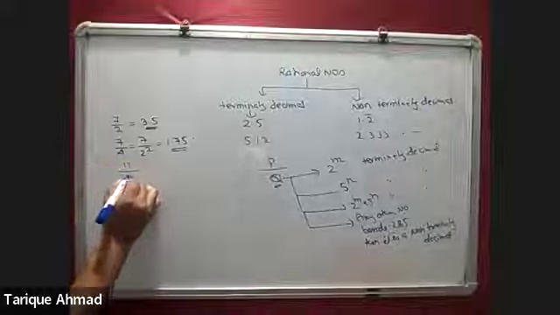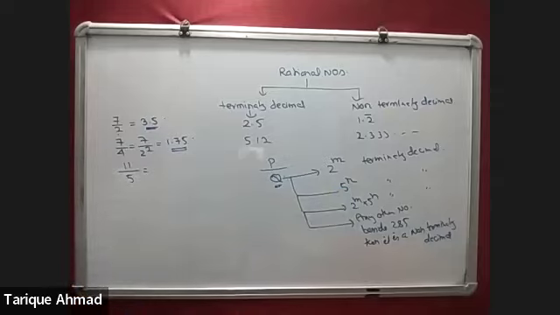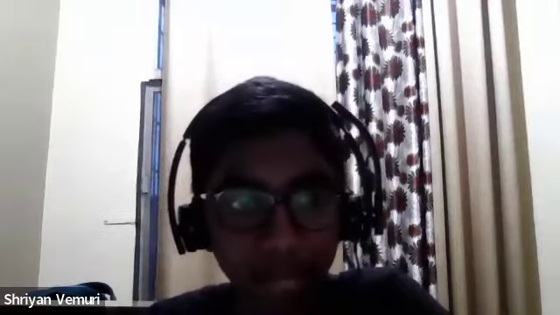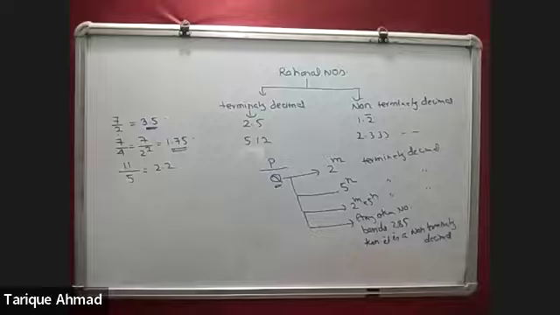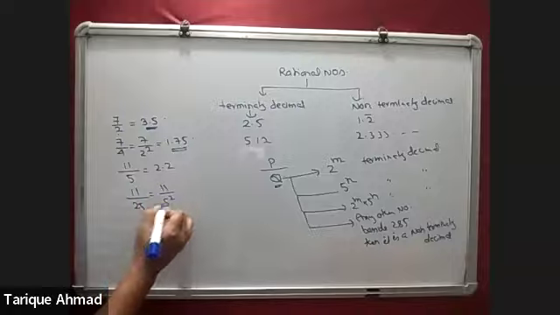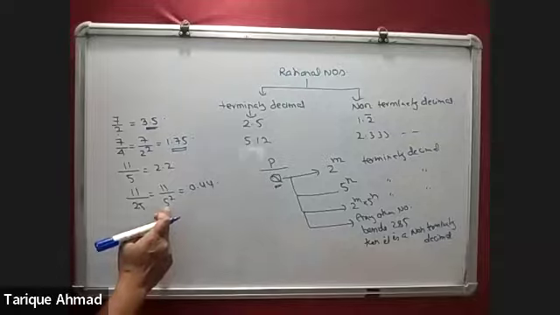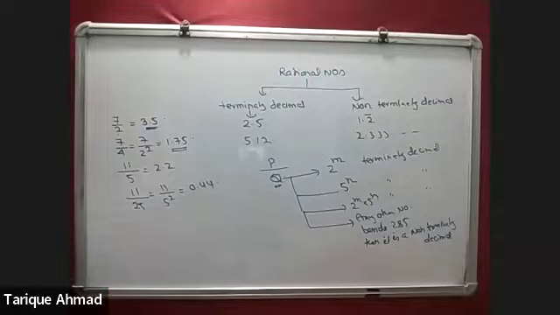Suppose 11 by 5. Rule says if denominator contains 5 only, it is an example of terminating decimal. We can divide, 2.2. See, this terminates. Now, 11 by 25. 11 by 5 square, which is 0.44. It says that if denominator contains only power of 5, it is terminating decimal.